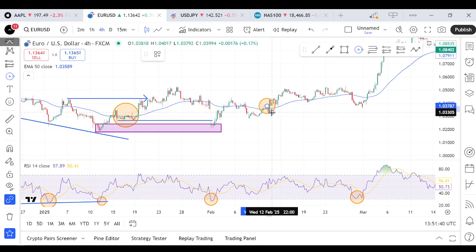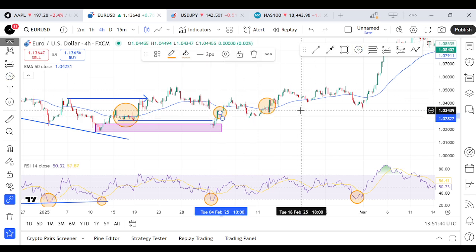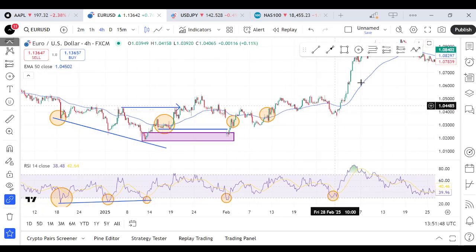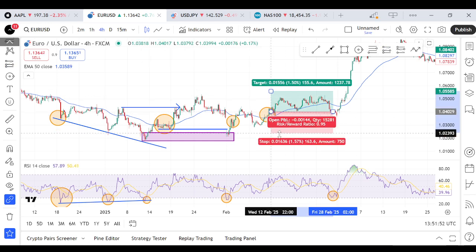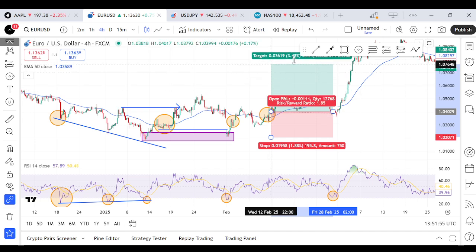So we have here candlestick patterns, and also price moving above the 50 period EMA. All of these are just indications which we can use to place our buy, stop loss below that low, and take profits all the way up.